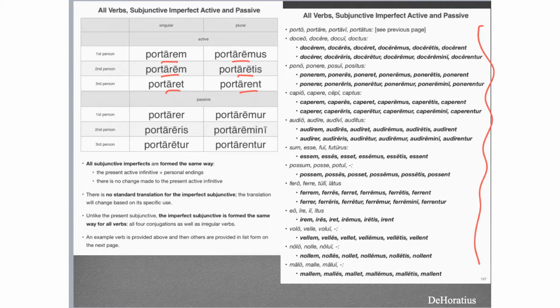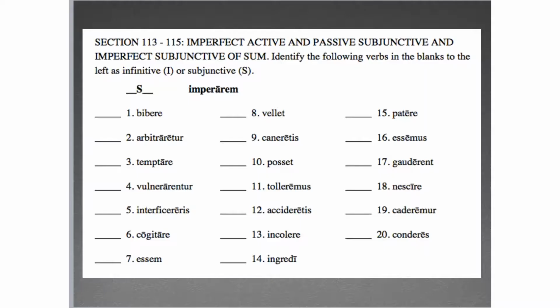All right, but again, to reiterate, present active infinitive, which is usually the second principal part, plus the endings, and you have your subjunctive. And this second person should be S instead of M.